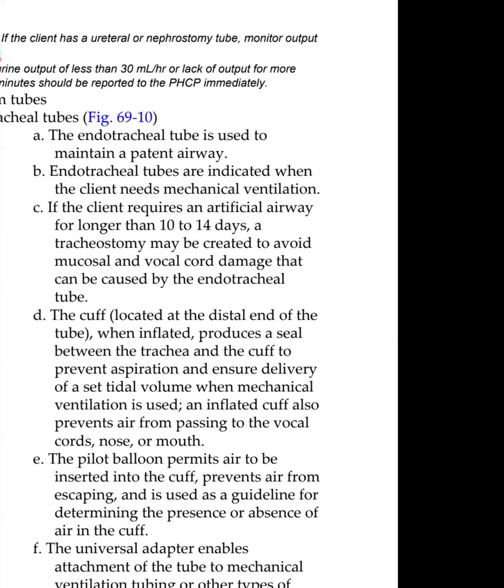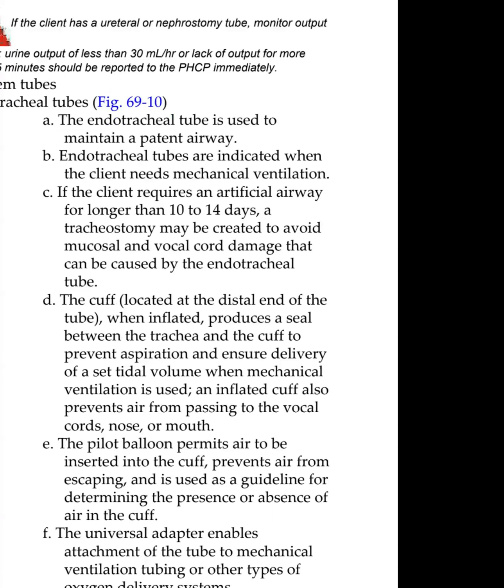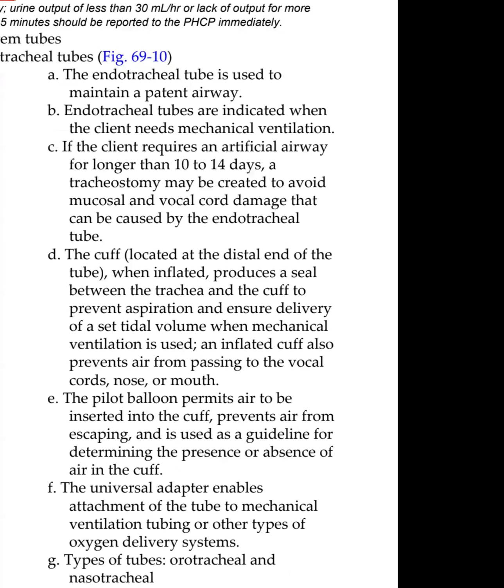The cuff located at the distal end of the tube, when inflated, produces a seal between the trachea and the cuff to prevent aspiration and ensure delivery of a set tidal volume when mechanical ventilation is used. The inflated cuff also prevents the air from passing to the vocal cord, nose and mouth.